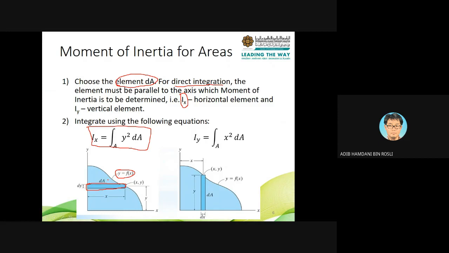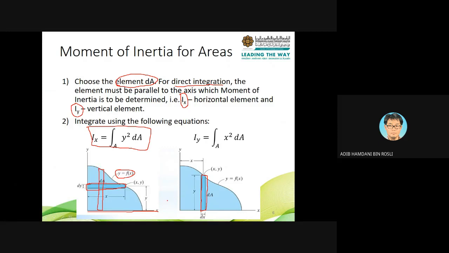But in 10.1, to find Ix, the moment of inertia about the x-axis, you have to choose a differential element which is parallel to the x-axis. The same goes for when you want to find Iy: you have to choose a vertical element which is parallel to the y-axis. Can you choose a vertical element when you want to find Ix? Can you do that?